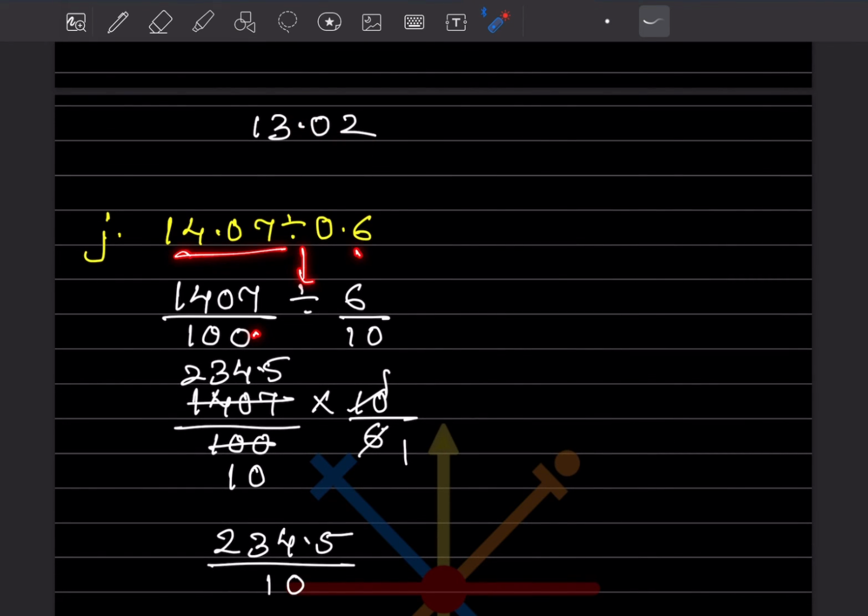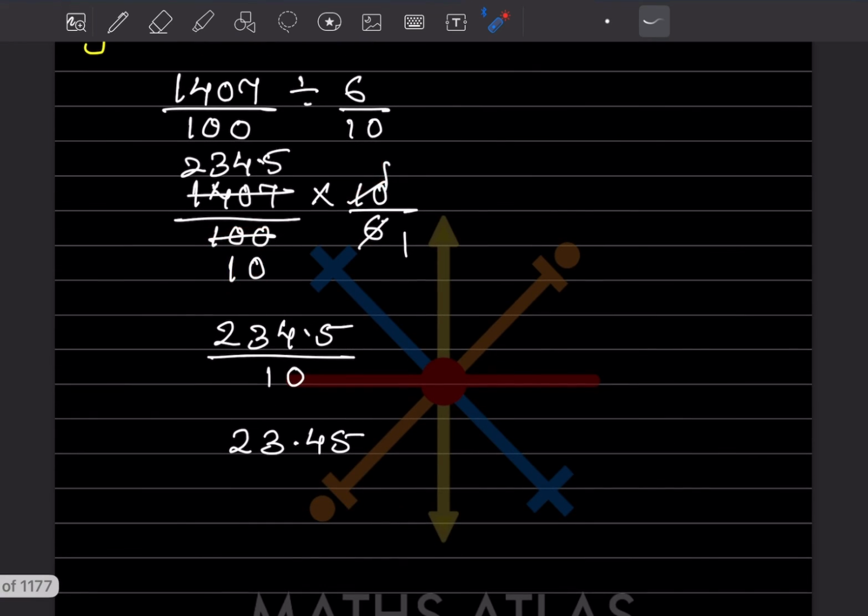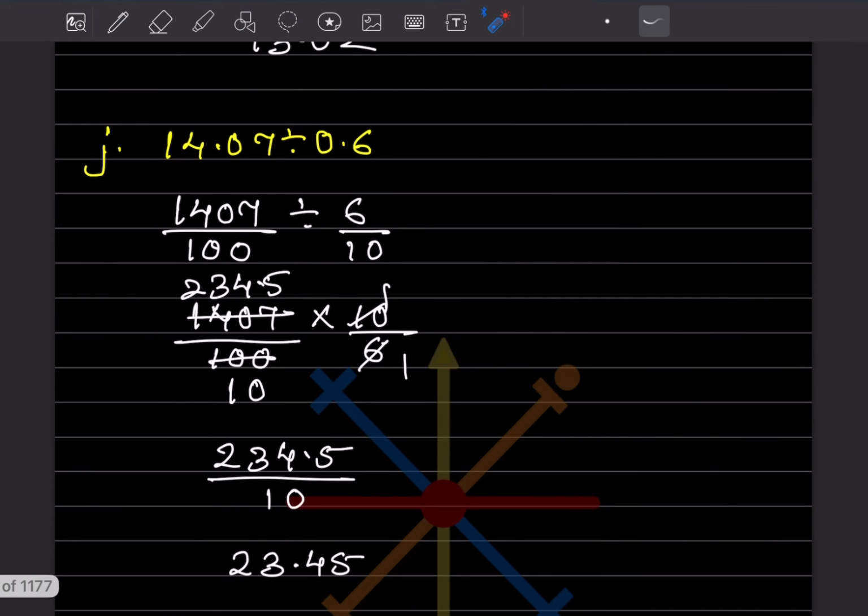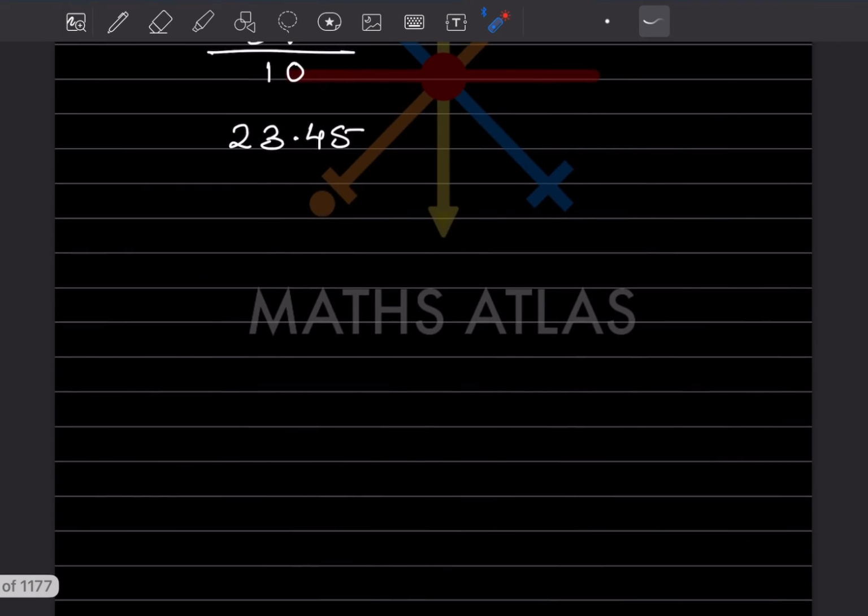6 by 10. This is the same into 10 by 6. So 6 ones are 6. 234.5. 10 ones are 10, 10 tens are. So 234.5 divided by 10, because now this is divided, you will go backwards 1 because this is 10. So put a decimal over here, that will be 23.45. So by this one we have completed today's work.